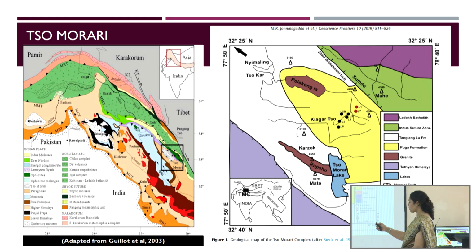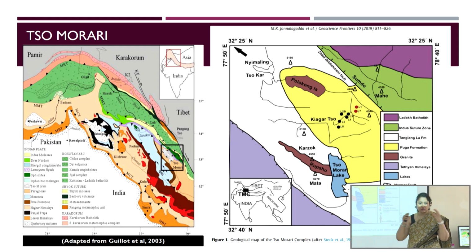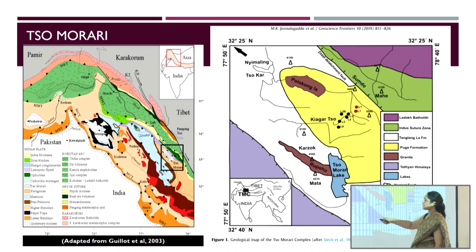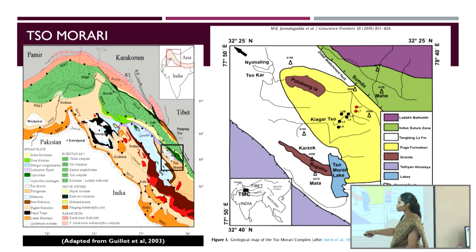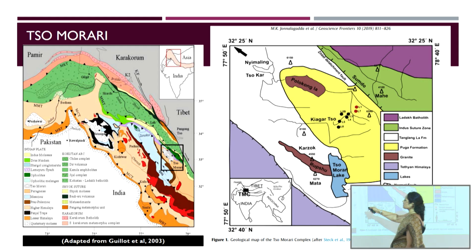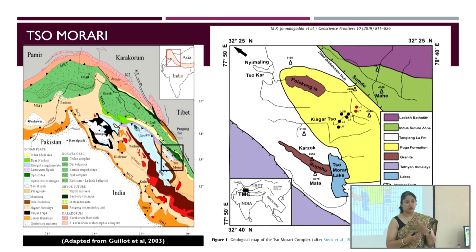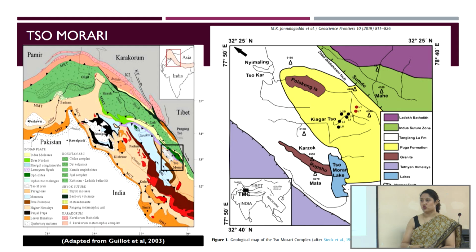If you see, Somorari is a very small body, 100 kilometers by 50 kilometers. It's a crystalline complex which sits right below the suture zone. This purple band is the suture zone, and you have the Nidar ophiolites sitting on top. What is very interesting about Somorari is that it's now established that it was primarily the leading edge of the Indian continental plate which got subducted and then got exhumed back.